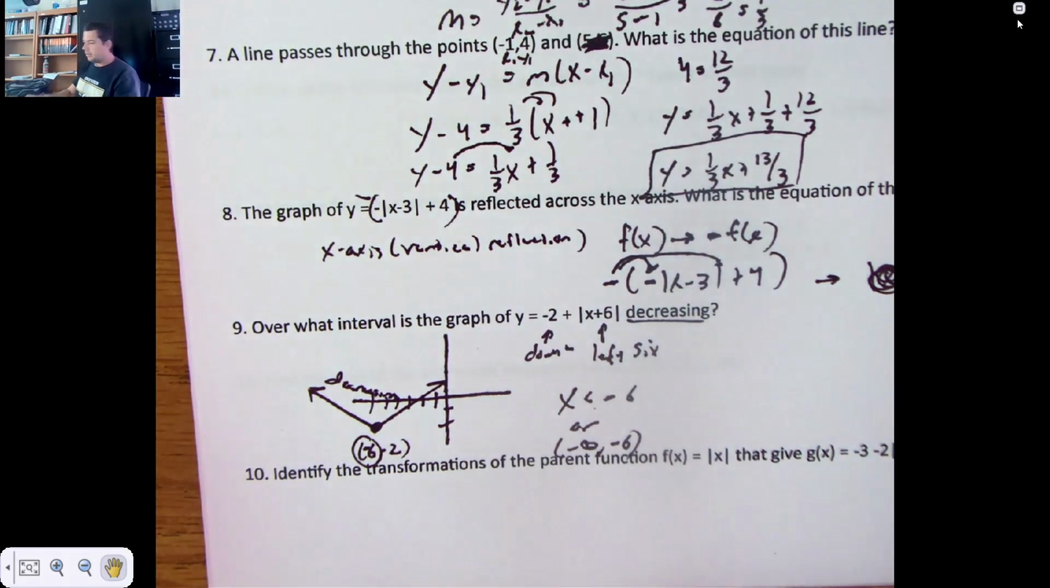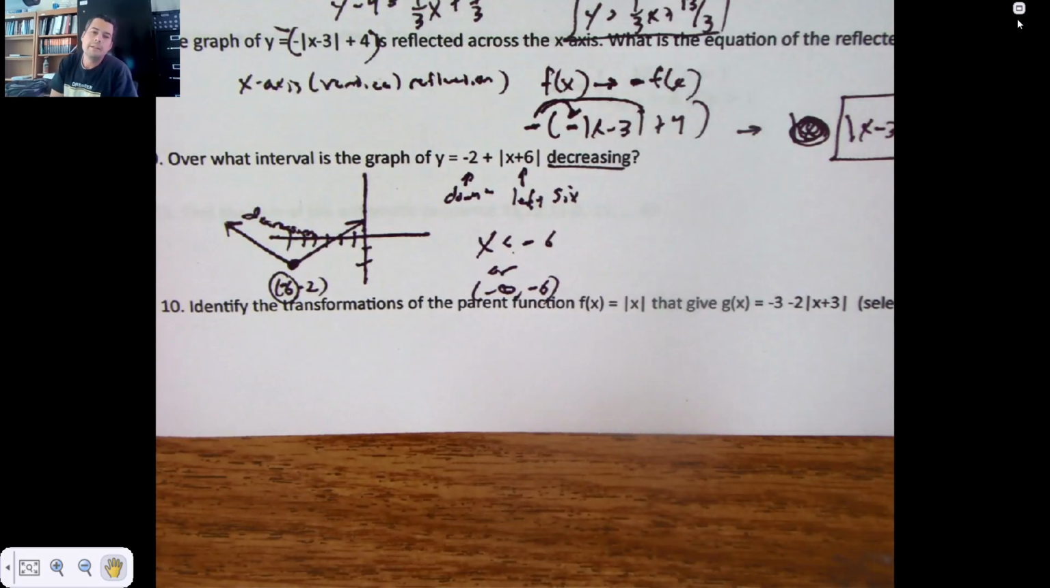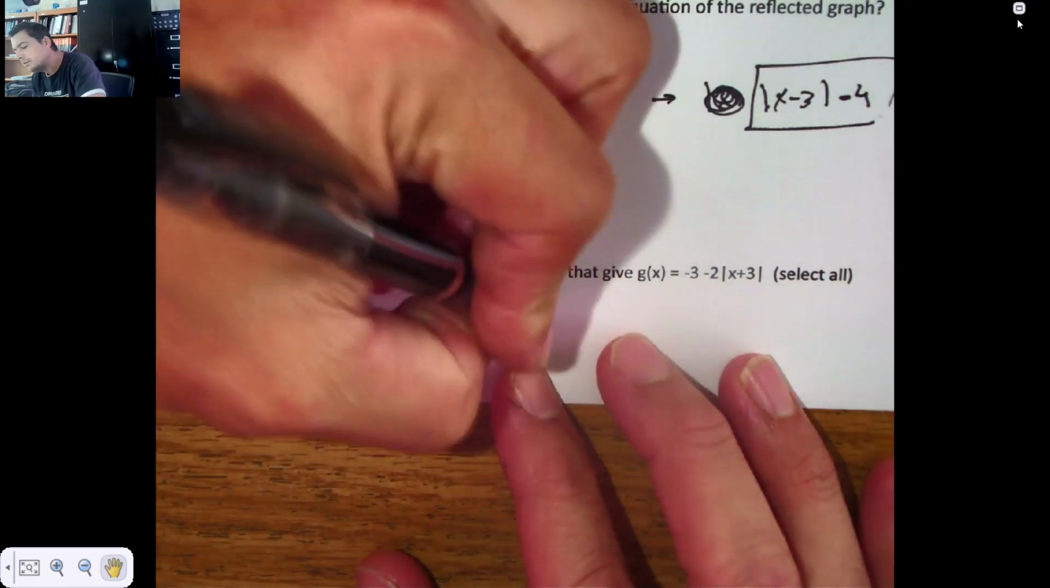Number 10, and then I'm going to pause, because I'm just getting angry doing this thing again. Not going to lie, I am. Identify the transformations of the parent function f of x is the absolute value of x that gives g of x is negative 3 minus 2 absolute value of x plus 3. Is a select all on your test. It is. Please don't change my Roman numerals. So let's write this in a more standard form. That might help you. I don't know.